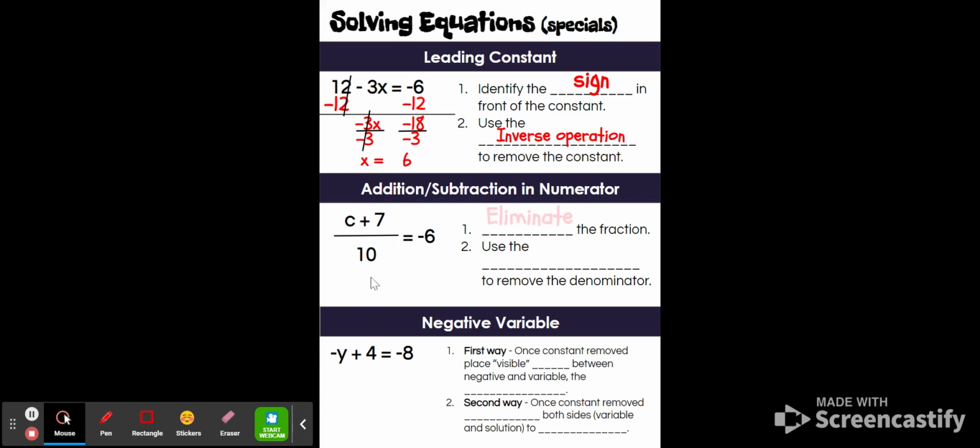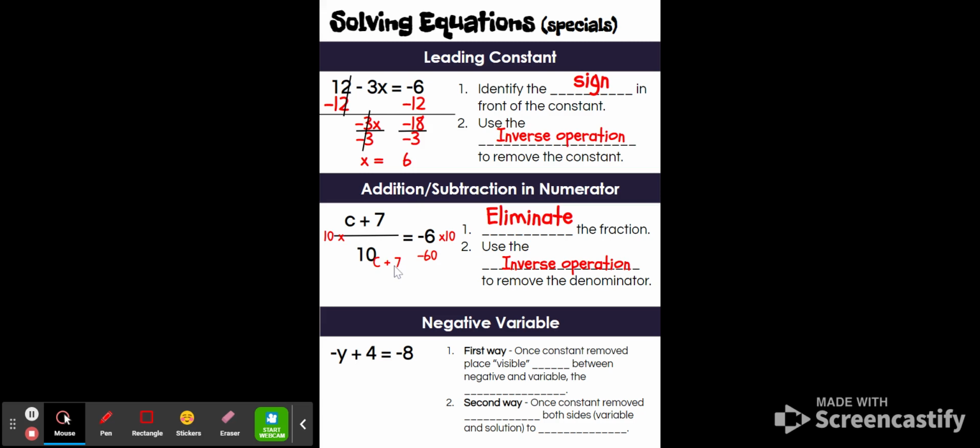So when we go backwards, we're going to multiply both sides by 10 first. So we're going to eliminate this fraction basically by using the inverse operation and multiplying both sides by 10 off to the side, remember, because that's how we multiply fractions. That's going to cancel out my 10 and my 10, or 10 over 10, and leave me with that c plus 7 and negative 60 on the right side.